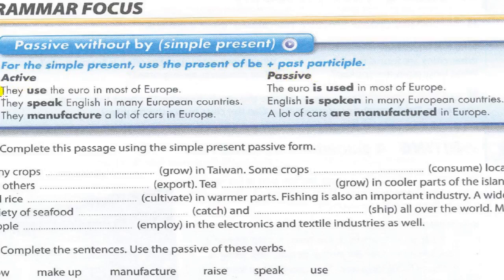Active. They use the euro in most of Europe. Passive. The euro is used in most of Europe. Active. They speak English in many European countries. Passive. English is spoken in many European countries. Active. They manufacture a lot of cars in Europe. Passive. A lot of cars are manufactured in Europe.